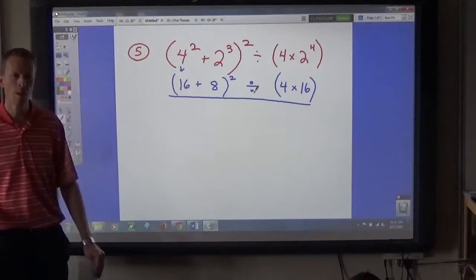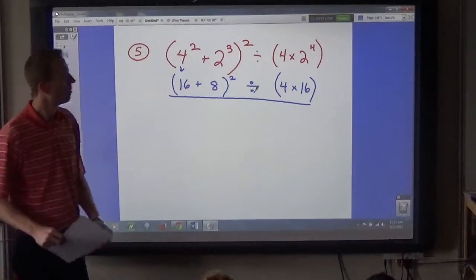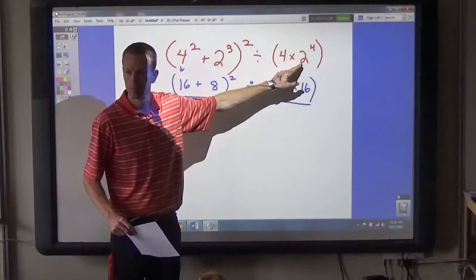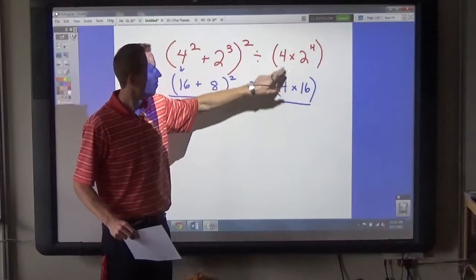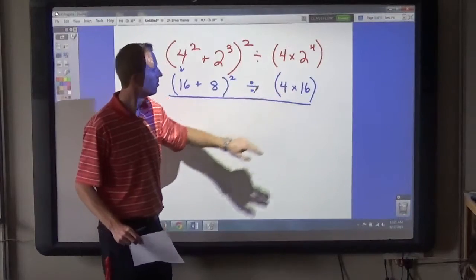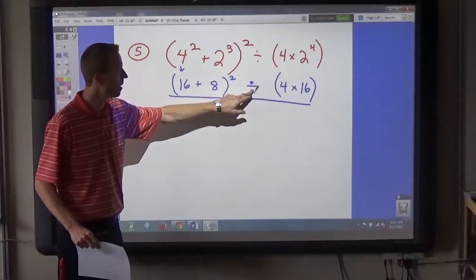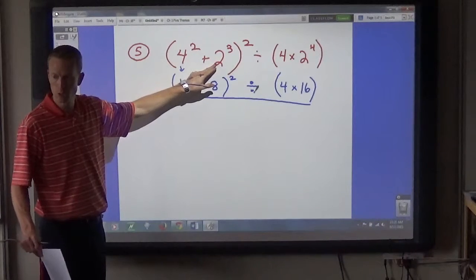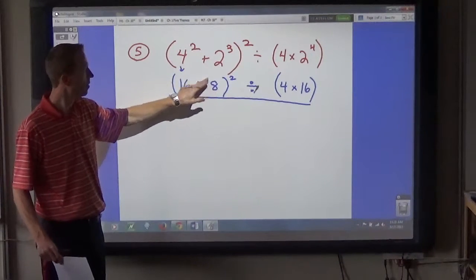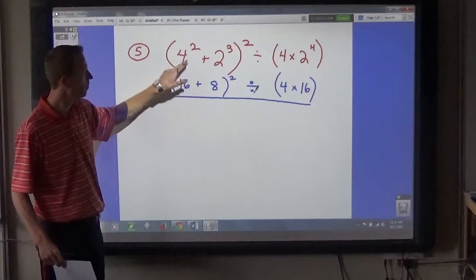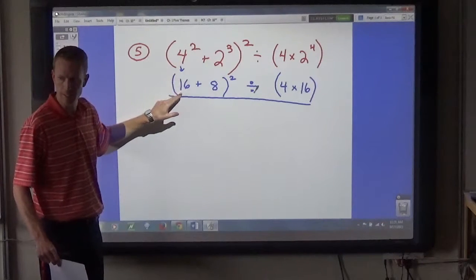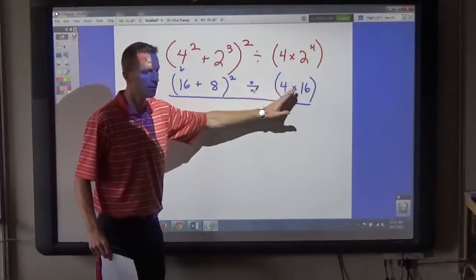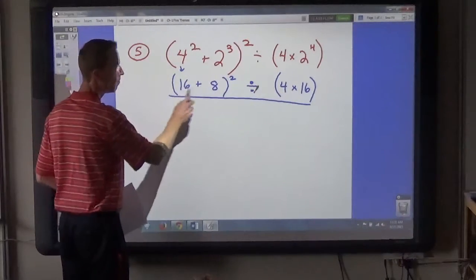Does everybody see where those numbers came from? 2 times 2 times 2 times 2. We have to bring down the 4. We have to bring down the divide sign. 2 to the third power is 2 times 2 times 2. That's 8. We have to bring down the plus sign. 4 times 4 is 16. Now we're ready to move on. We have to simplify this next.